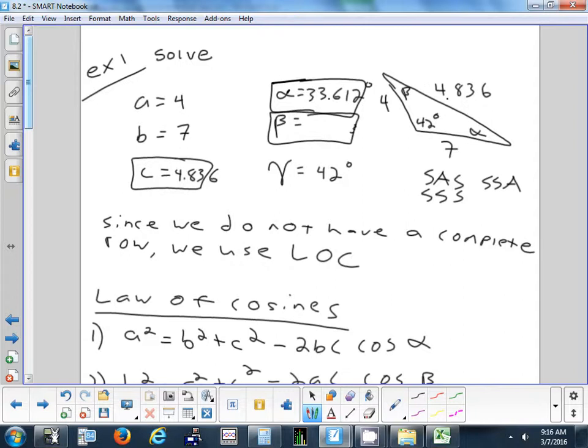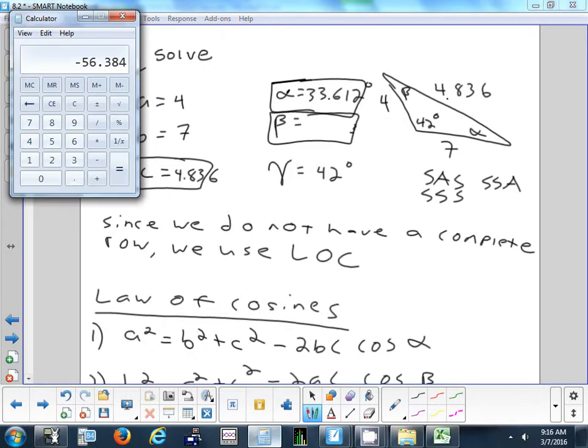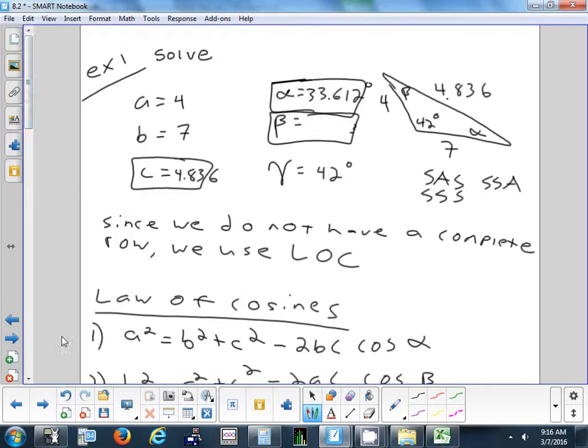Now we have two ways we can get beta. What do you think one way I could get beta is? Add together and then minus 14. Yep, I can now add these two together. 42 plus 33.612. And now subtract that from 180. 104.388.